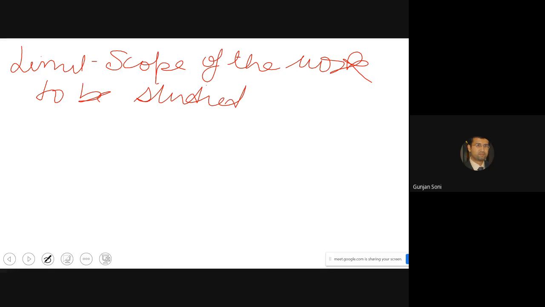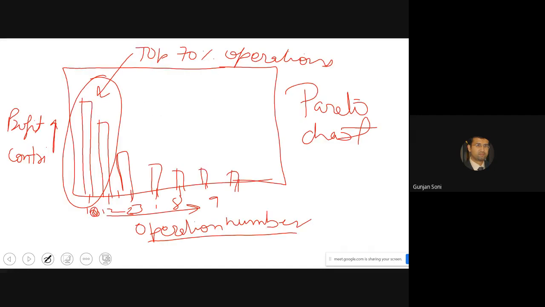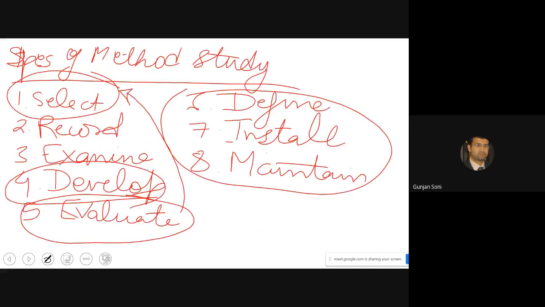So in order to make such decisions, it is important that we understand thoroughly what the problem at hand is and the present situation before we look for solutions. So we have talked about how we select a study. When we start doing a method study, the first step was select. So today's discussion was based on the operation of select. So we go to the second one now, record.